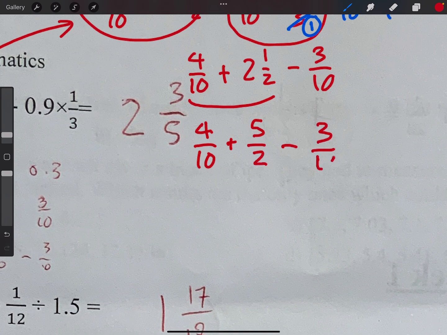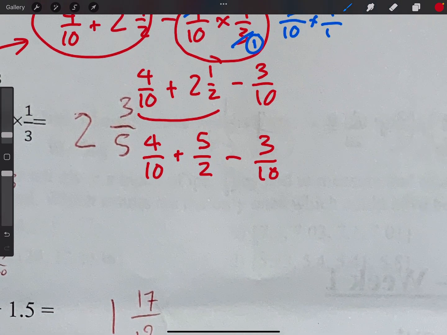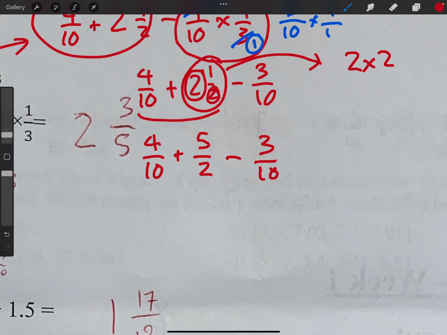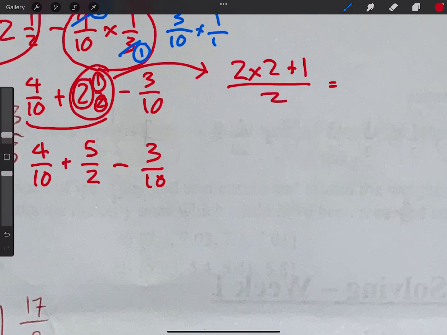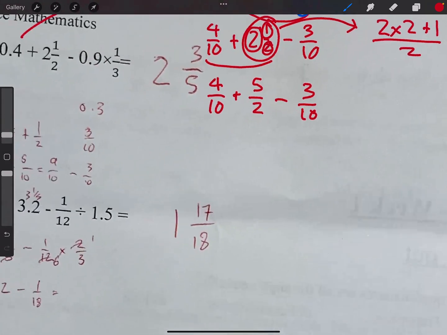For those who don't know how to do an improper fraction, it'll be 2 times 2, so the big number times the bottom number, that's 4. 4 plus the 1, that makes 5. And they'll be over the same denominator too, so it'll be 5 on 2. Okay, that's where 5 on 2 comes from.